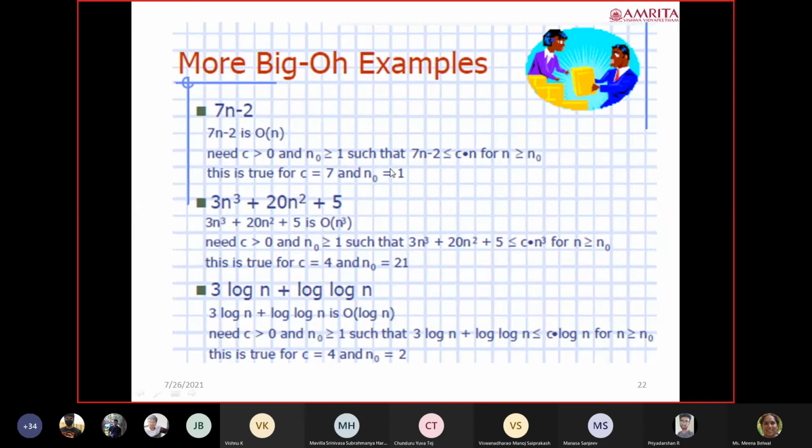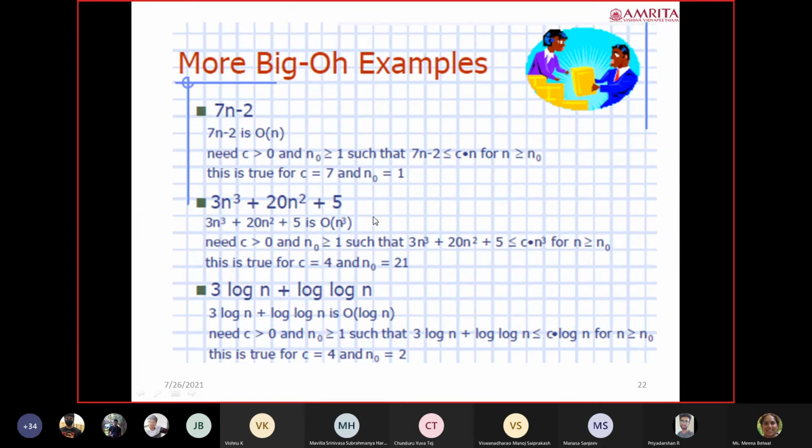So we try to find the minimum value for C as well as for n0. Otherwise there are many answers that can be true. If I ask what will be the value of C and n0, you have to find the minimum value that satisfies this inequality. Why? Because C is a positive constant and you have a condition that n should be greater than or equal to n0, so you have to find the minimum value for n0. Similarly, you know that 3n cube plus 20n square plus 5 is going to be O of n cube.